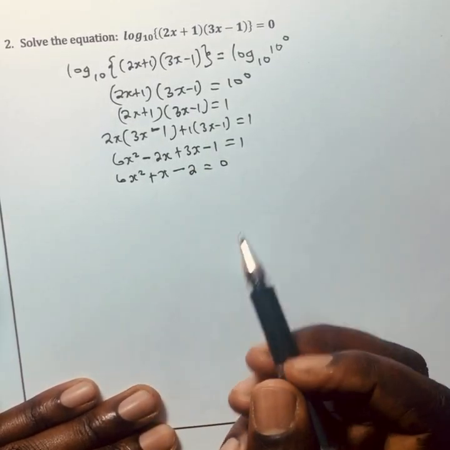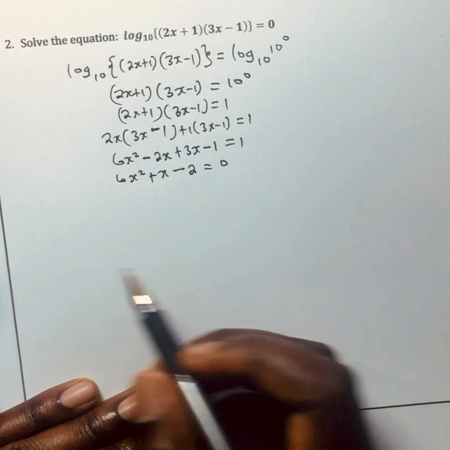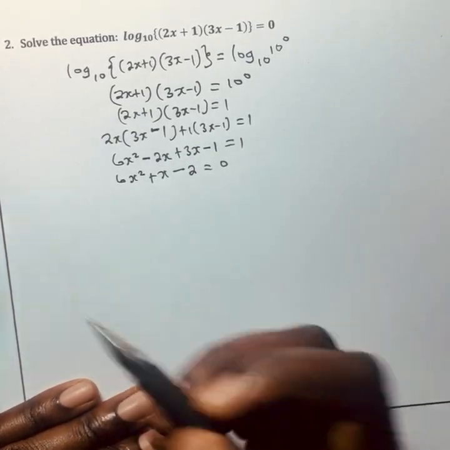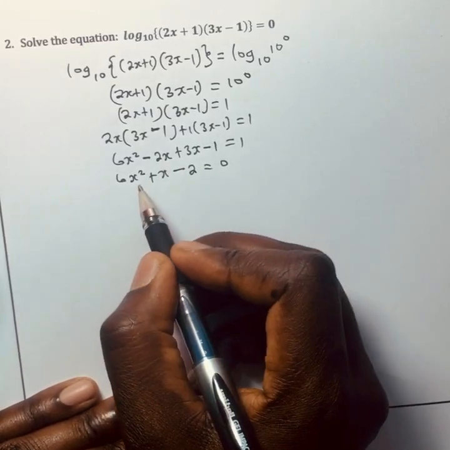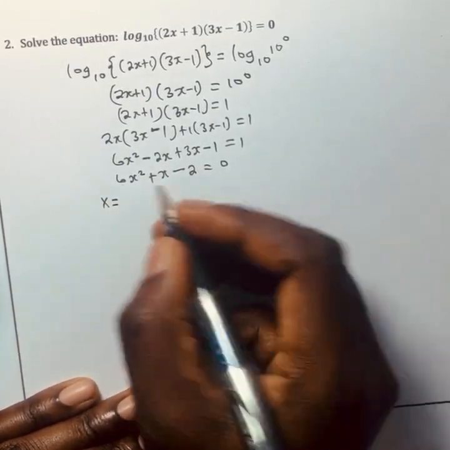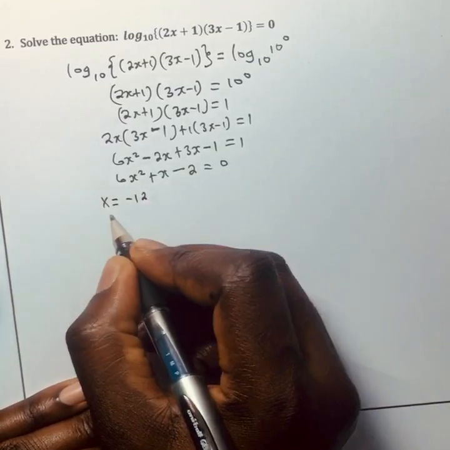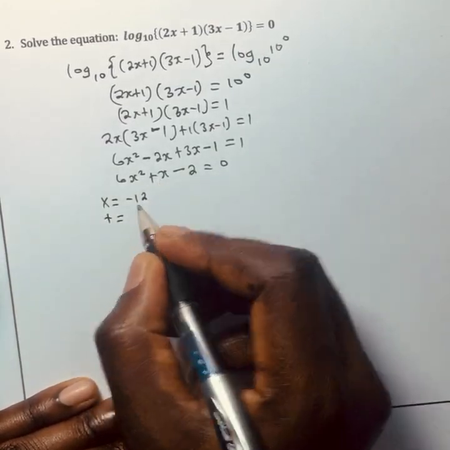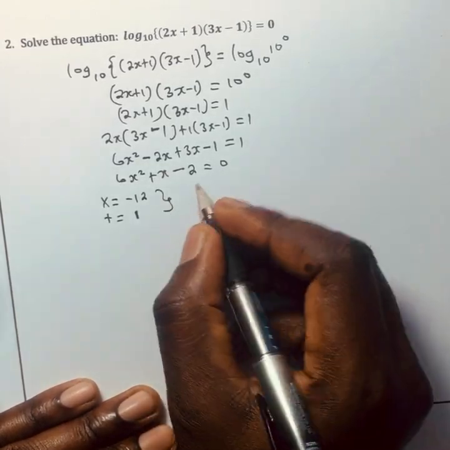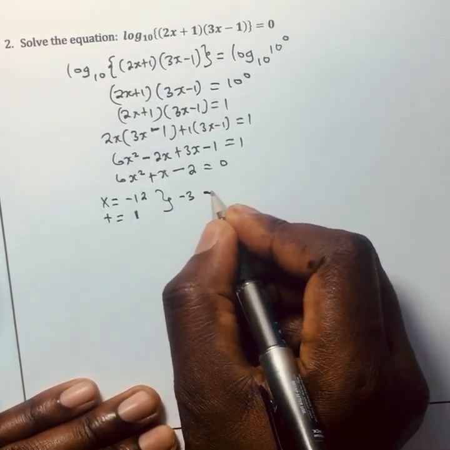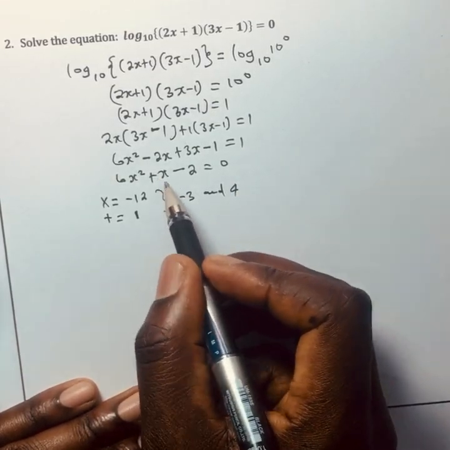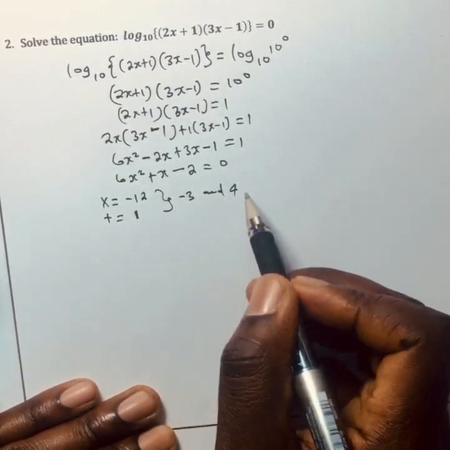So we have a quadratic equation which we need to solve. We can use any method, but in this case let us use the factorization method. So we're going to look for two numbers whose product is 6 by negative 2, which is negative 12, and whose sum is 1. Okay, so those two numbers are negative 3 and 4. So we split b, which is 1 in this case, into negative 3 and 4.